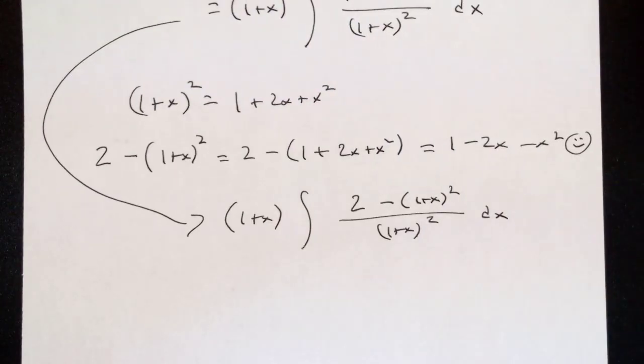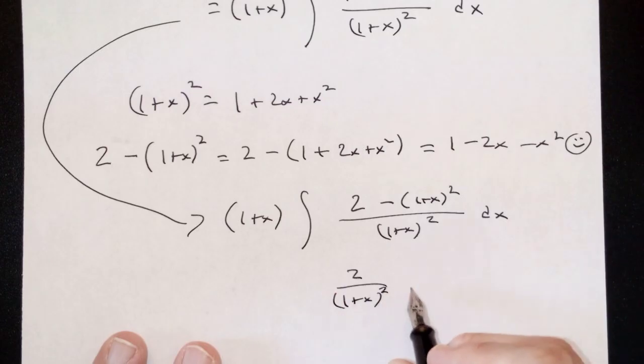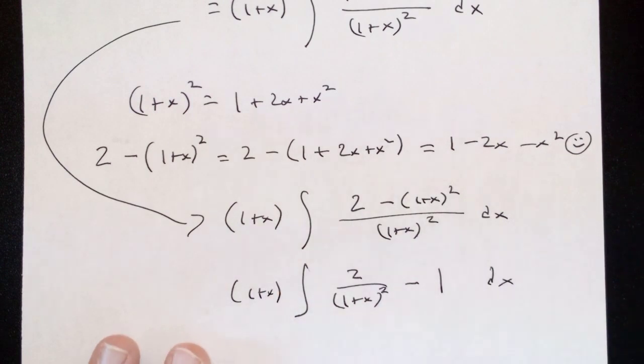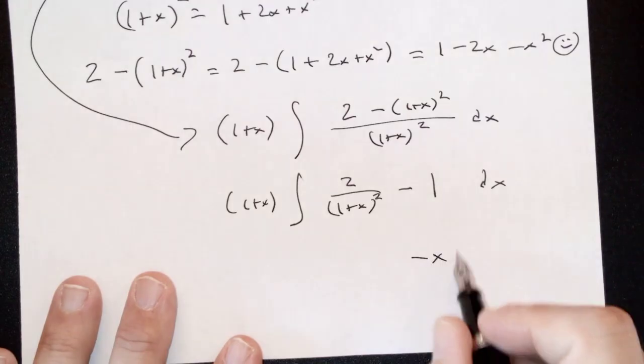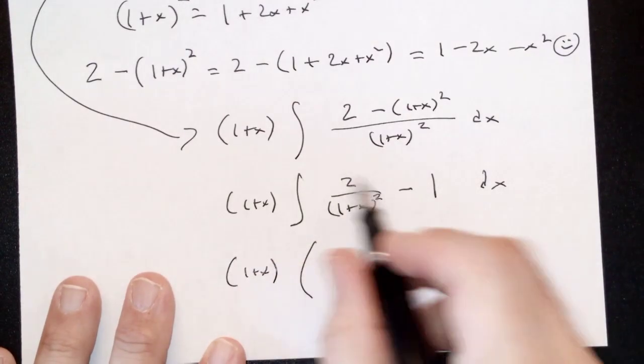Why would I do that? Because now I split this up into two separate fractions, and I get 2 over (1 plus x) squared minus 1. What's the integral of 1? That's the easy part. How do I do this integral?